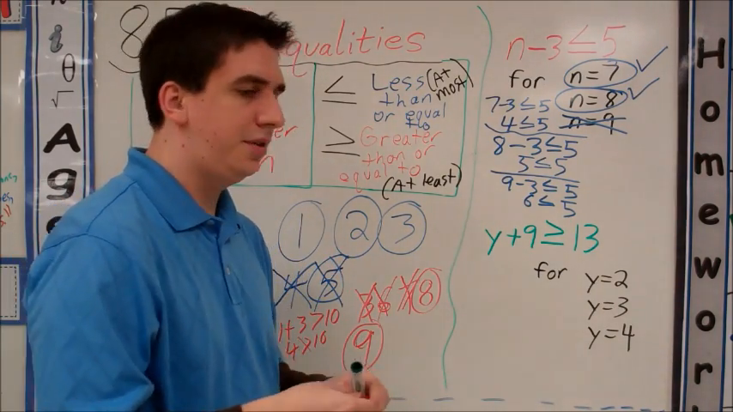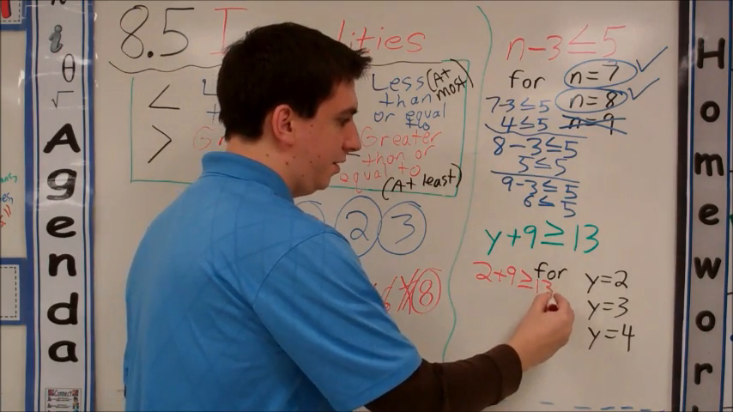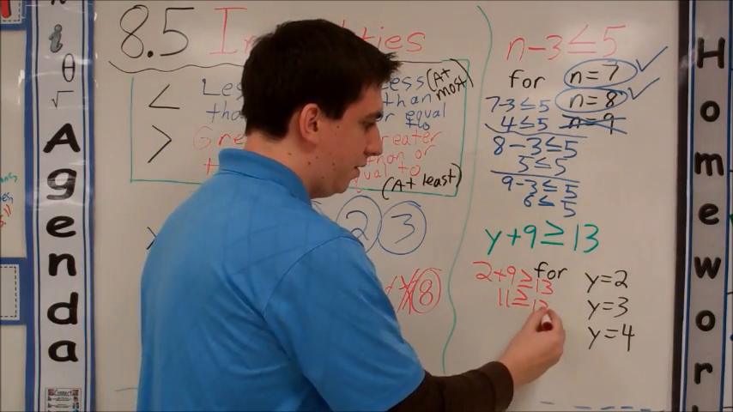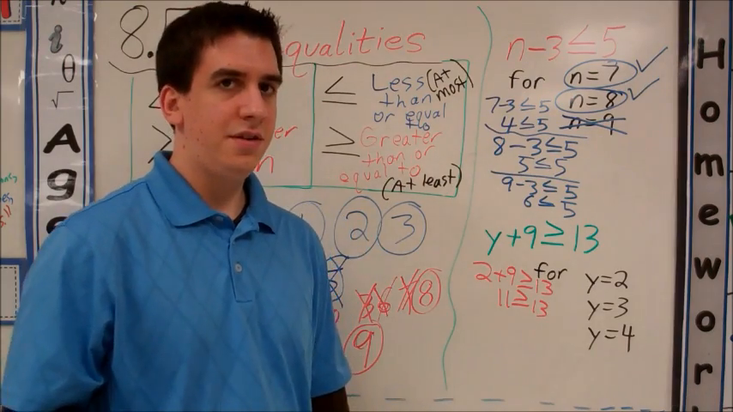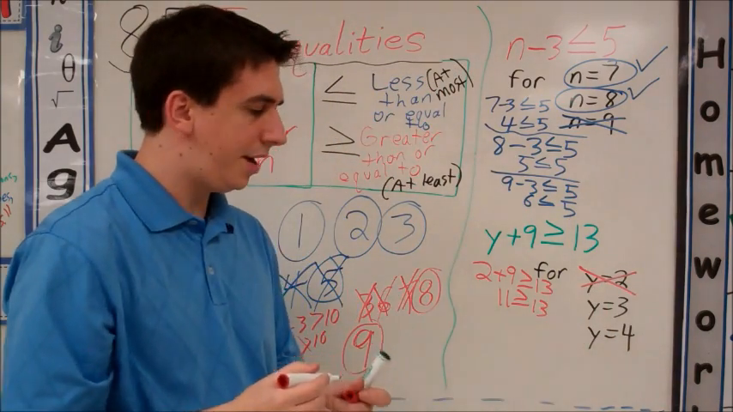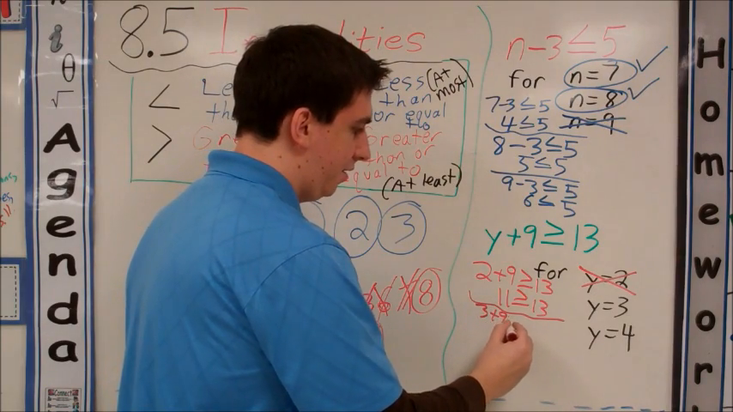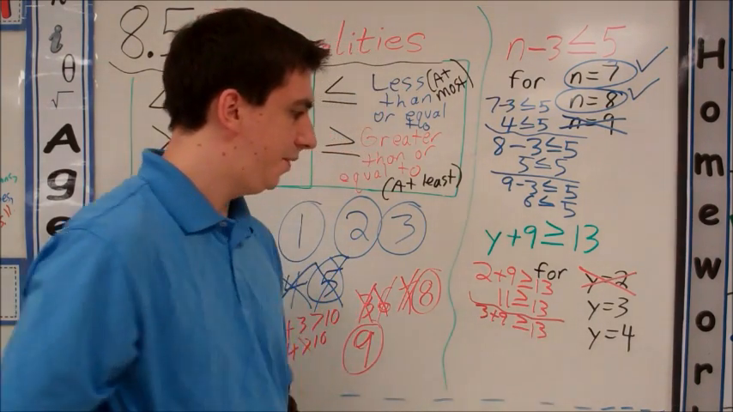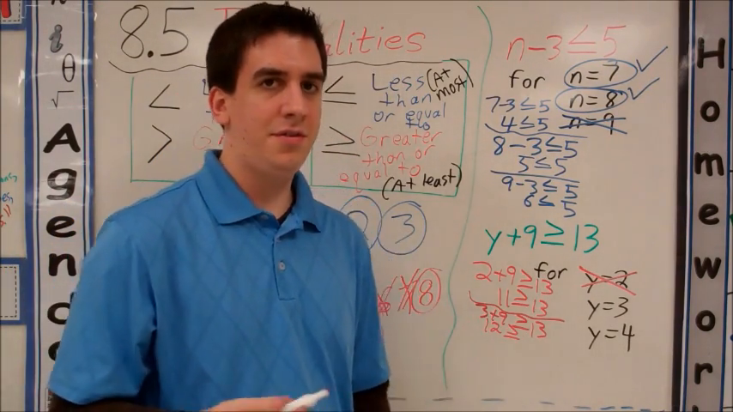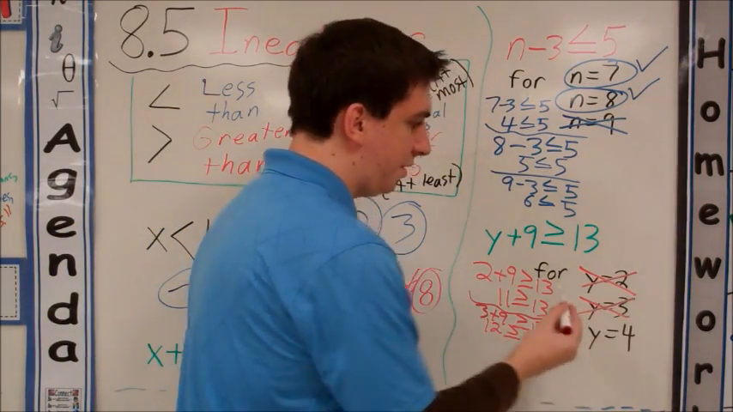If we plug in y equals 2, we're going to have 2 plus 9 is greater than or equal to 13. And remember, we're just trying to figure out, is it? 2 plus 9 is 11. Is 11 greater than 13? No. Is 11 equal to 13? No. So y equals 2 will not work there. We're going to try y equals 3. 3 plus 9 is greater than or equal to 13. 3 plus 9 is 12. Is 12 greater than 13? No. Do the other check. Is 12 equal to 13? No, it isn't. 12 is not equal to 13.